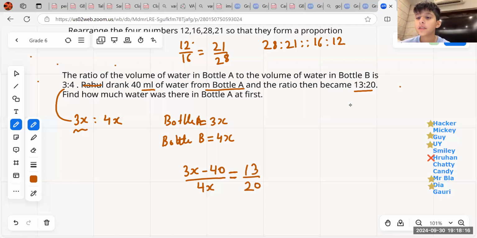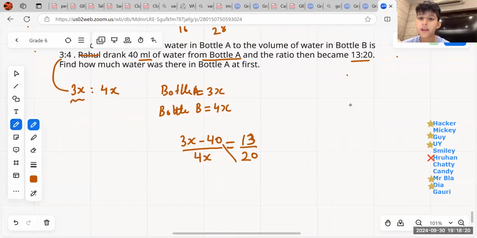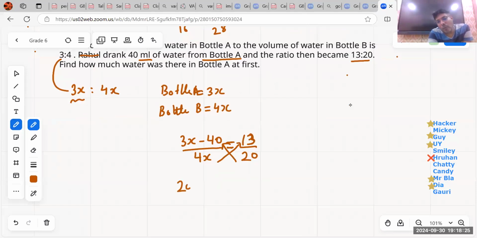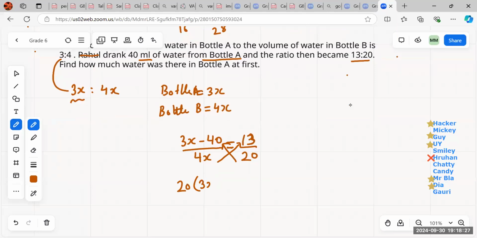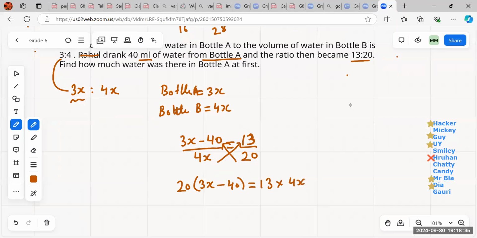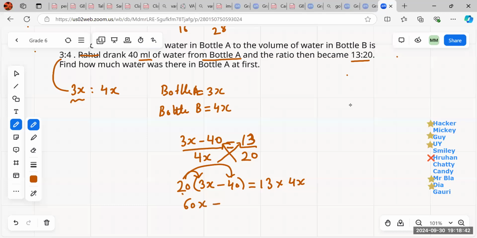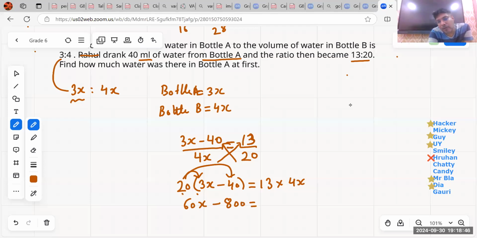Now for solving such linear equations, I told you that we cross multiply. So 20 into (3x minus 40) is equal to 13 into 4x. Then this 20 will be multiplied with everything. 20 into 3x is 60x, 20 into 40 is 800, equal to 52x.